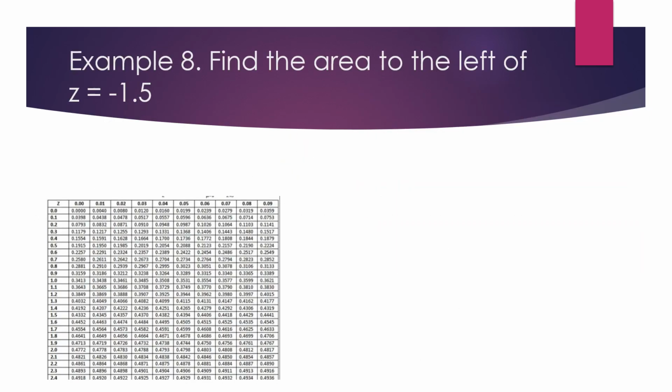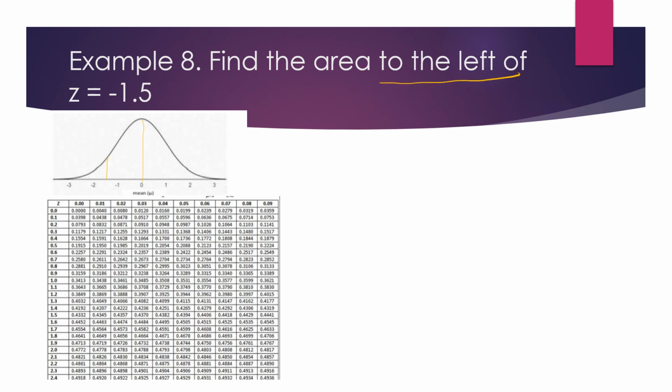Example number 8. Find the area to the left of z equals negative 1.5. Let's illustrate first so that you have an idea. Again, here's the mean. And negative 1.5 is at this region. The given problem says to the left of negative 1.5. And the left side of negative 1.5 is this region.